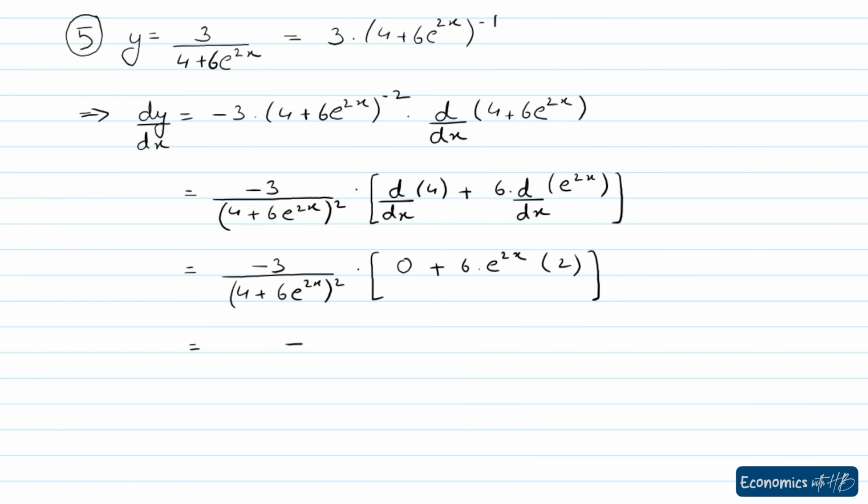Finally we get minus 36 e to the power 2x over 4 plus 6 e to the power 2x whole square.